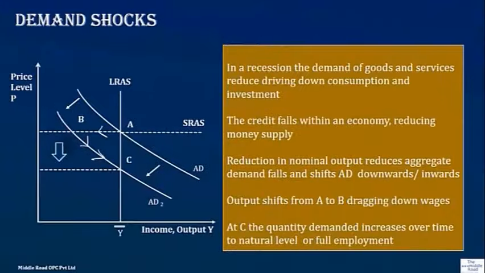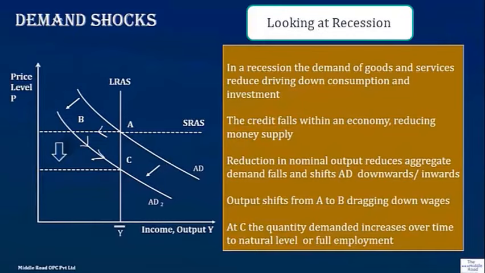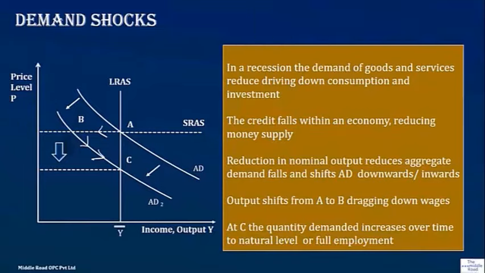I'm talking about the second demand shock. In this, we are talking about a recession. So during a recession, the demand for goods and services reduces, it drags down the consumption and investment. Reduction in the credit within the economy reduces the money supply. A reduction in the money supply would actually again reduce nominal output, and the aggregate demand curve shifts inwards, goes from AD to AD2.